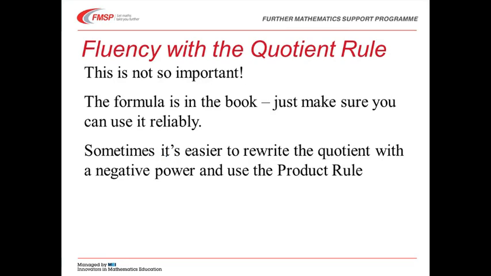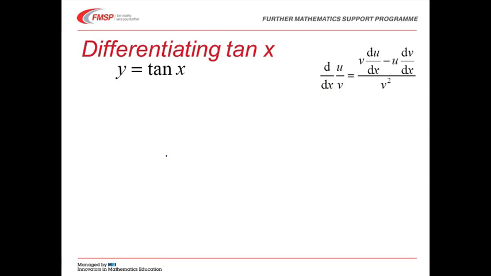Okay, fluency with the quotient rule is nothing like as important. The formula's in the book and you just need to make sure you can use it reliably. Sometimes it's easier to rewrite the quotient with a negative power and use the product rule. Here's an example of where you need to use the quotient rule and how you need to be quite confident with it. Tan x is sin x over cos x.